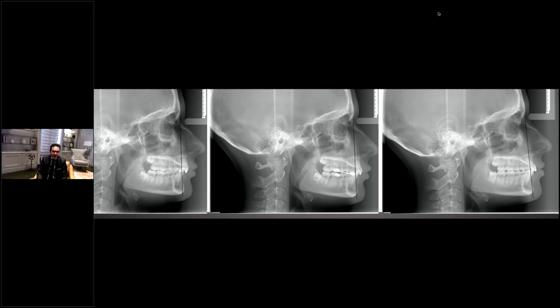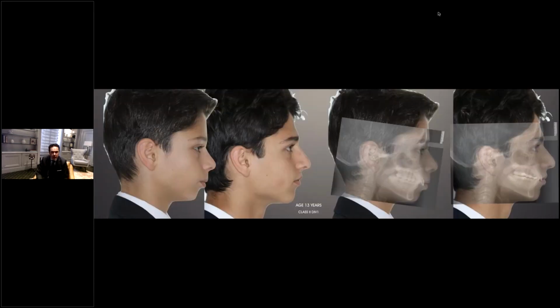Here we can see the X-ray of T1, at the start, in the middle of the motion, and at the end of the treatment. So you see that those incisors are self-uprighting and self-diminishing the torque with this.